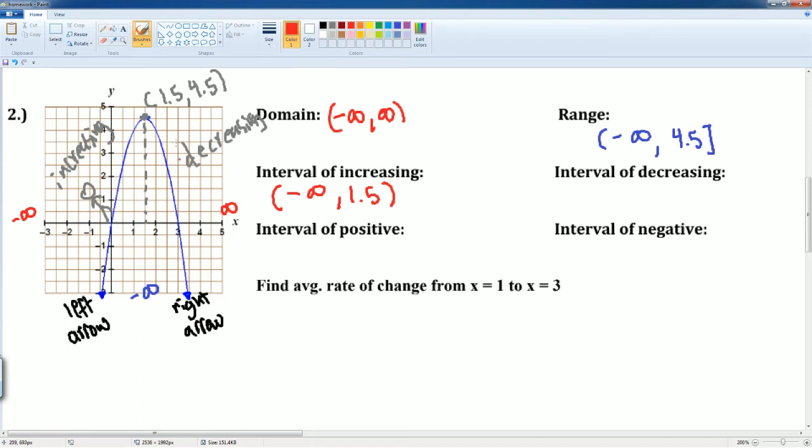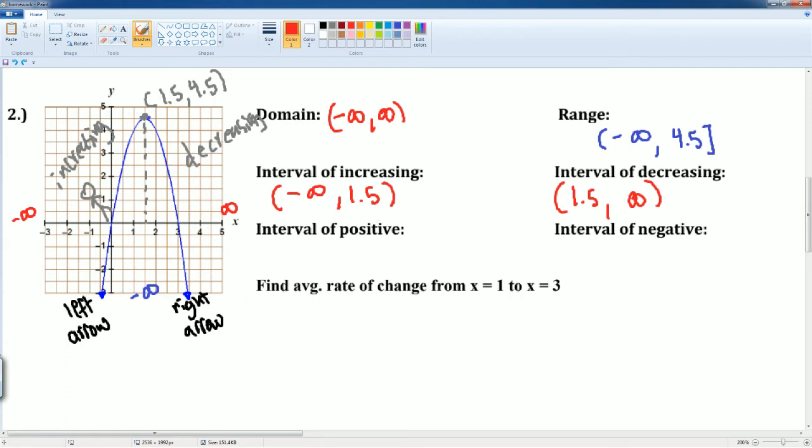Interval decreasing, it starts decreasing from what x value? That 1.5. And then it goes all the way to positive infinity. And we keep it open. Notice, right? These two have to be the same value, right? It's that line of symmetry. It is the x value of the vertex. Okay, that it starts flipping from increasing to decreasing.